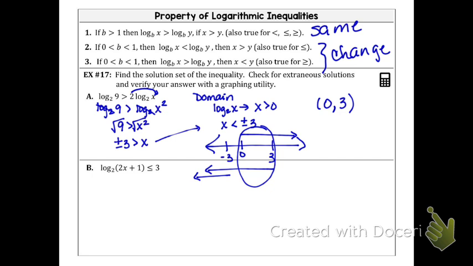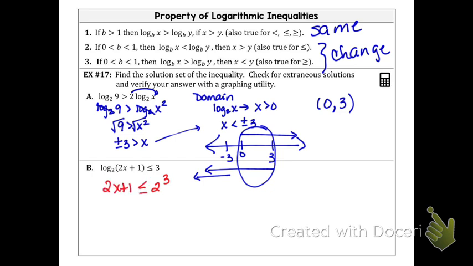All right, let's look at B. We have log base 2 of 2x plus 1 is less than or equal to 3. So this time I only have a single log, so we're going to set it up in exponential. Now my log is on the left, so that piece is going to stay on the left. We're used to doing 2 to the third equals what, the 2x plus 1, but because the log is on the left, keep the 2x plus 1 on the left. So we're going to have our 2 to the third and the 2x plus 1.